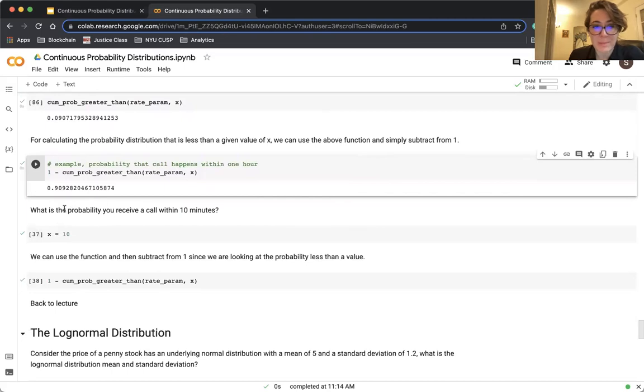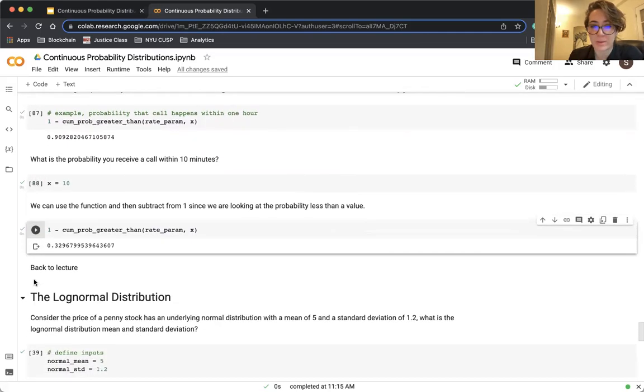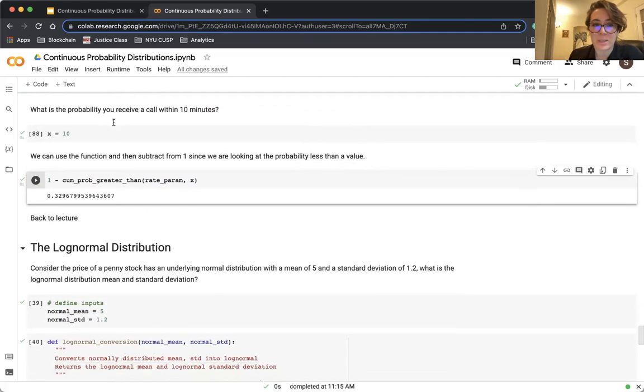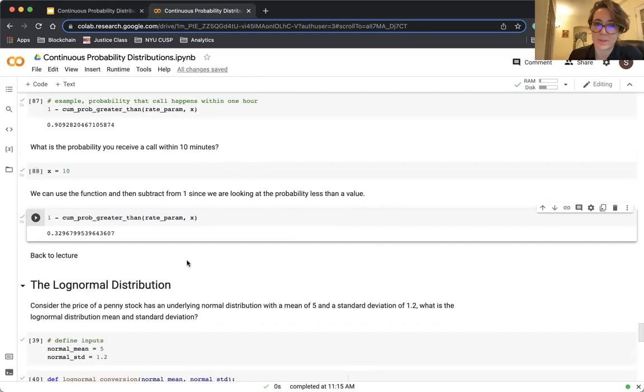So now we can use the same thing for the probability that you receive a call within 10 minutes. We use X, and since this is essentially saying X less than 10, we would need to subtract that from 1 using our little function, and we would see that there's about a 30% chance that someone will call within 10 minutes.